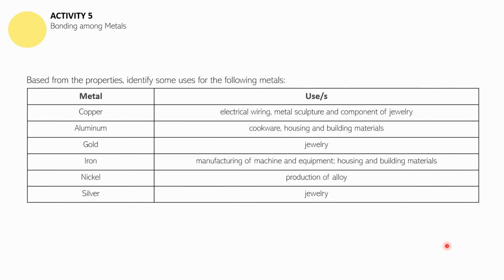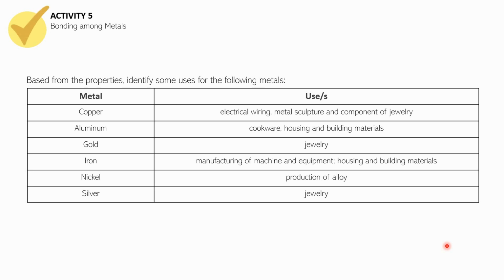Now for the uses, copper, as it was already mentioned. For aluminum, it is used for cookware, housing, and some building materials, like the basins that were popular before, they are usually made of aluminum. Gold is commonly found in jewelry, and then iron is used in manufacturing of machines and equipment, and as a housing and building material. It's actually found in many housing and building materials like nails, even hammers. Next is nickel, in the production of alloys. And the last one is silver, that's usually found in jewelry as well.